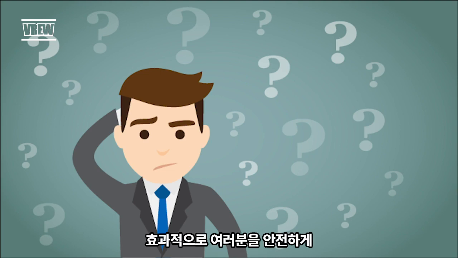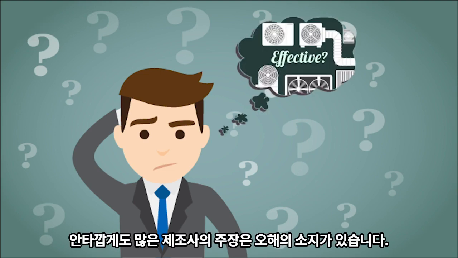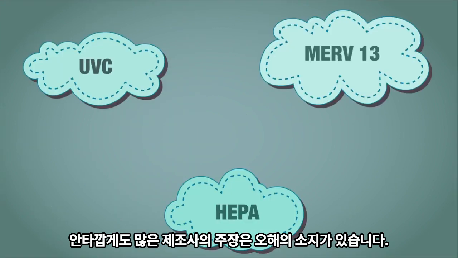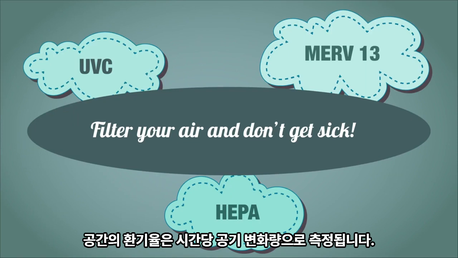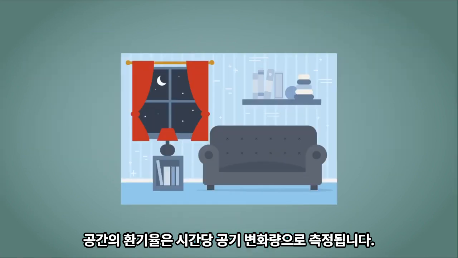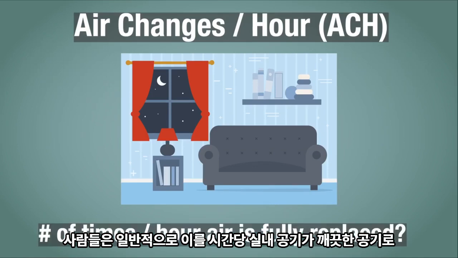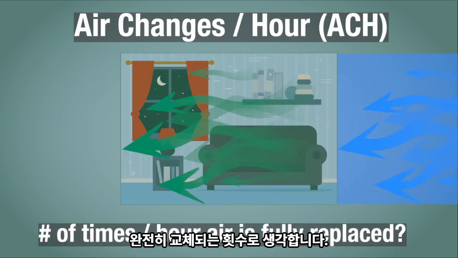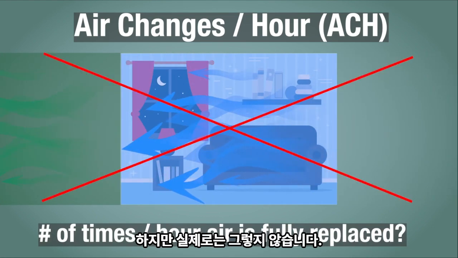Do you ever wonder just how effective your ventilation system is at keeping you safe? Unfortunately, many manufacturers' claims are misleading. Here's why. Ventilation rates for rooms are measured in air changes per hour. People typically think of this as the number of times per hour that the air in the room is fully replaced with clean air. But that's not how it works.